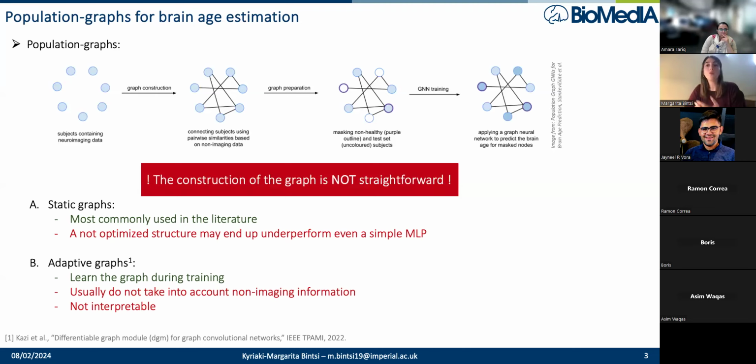And a not optimized structure does not work well, and it sometimes leads to performance even worse than a graph agnostic method. A possible solution to this is the use of adaptive graphs, which are graphs that are not predefined and static, but they are learned during training along with the training of the GNN. However, in the literature, in most cases, they do not take into account the non-imaging information, but they mostly focus on the imaging information, and usually they're not interpretable. And for medical tasks and in healthcare generally, it is quite important for the clinicians to trust every result.